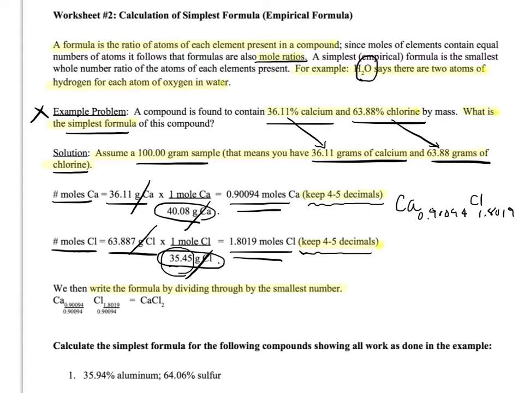Okay, and then I'm going to look at those two numbers, the numbers of moles, and ask which is smaller. So obviously in this case, the 0.90094 is smaller than 1.8019. And so no matter what, no matter which side of the formula it's on or anything, I divide both sides by the smaller number.